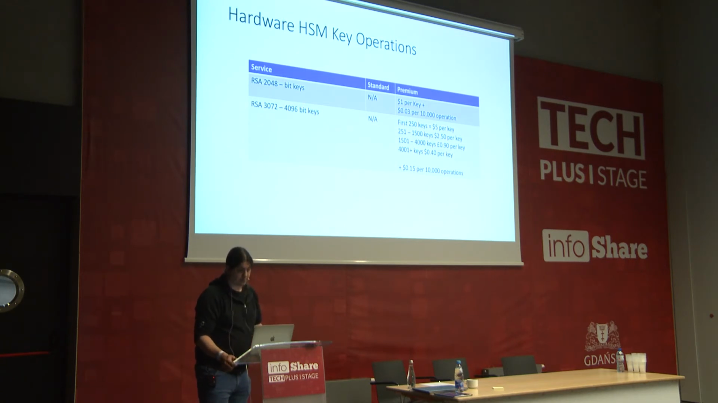Now, if you're using the Azure Key Vault in hardware mode, you can only do this in a premium service plan. So that will be, for standard keys, $1 per key, and 3 cents per 10,000 operations. Or if you're using the higher keys, it goes on a tiered pricing model from £5 per key, sort of down, the more keys you have. So some of the tricks I'm going to show you in a moment, we're going to basically get a lot of these costs down to virtually nothing, which is good.